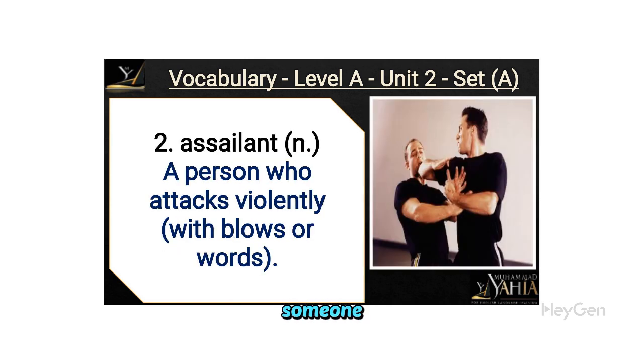An assailant is someone who attacks violently, either physically or verbally. It's used in contexts where identifying aggressive behavior is necessary. Recognizing an assailant's actions can help in addressing and mitigating hostile situations effectively.